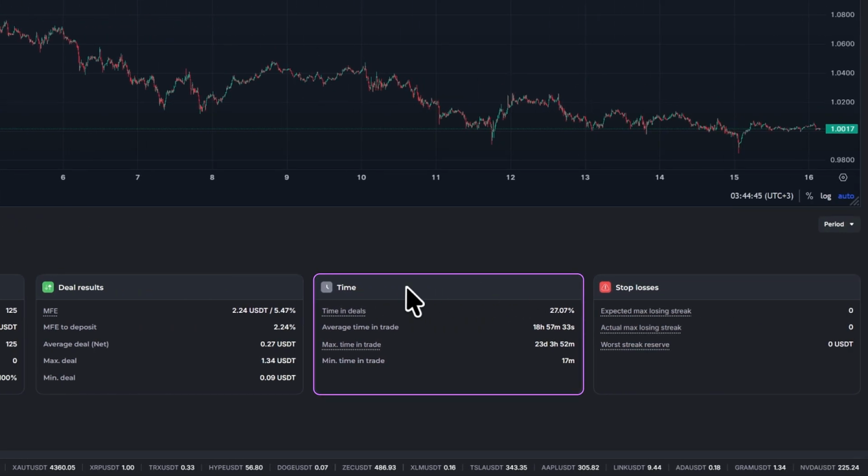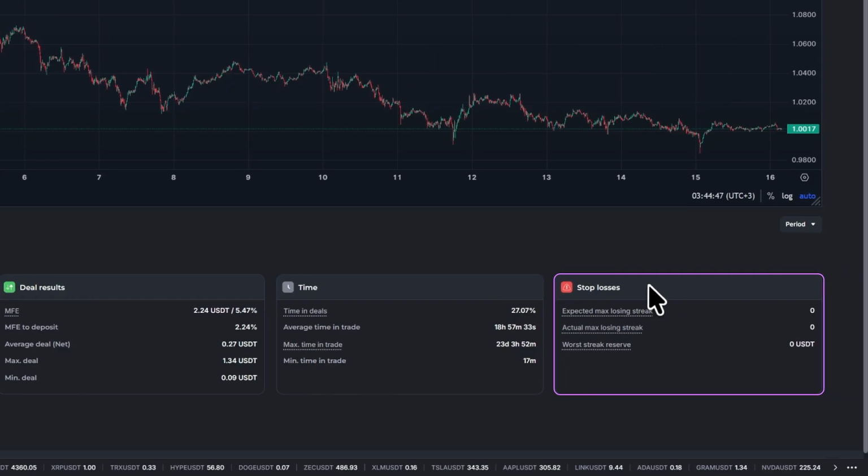The time block shows your total time spent in deals, average time in a trade, and the extremes. If you see a trade hanging for an abnormally long time, that's your cue to check if the strategy got stuck in a prolonged sideways market. And finally, Stop Losses logs any losing streaks, which in this test sits at 0.